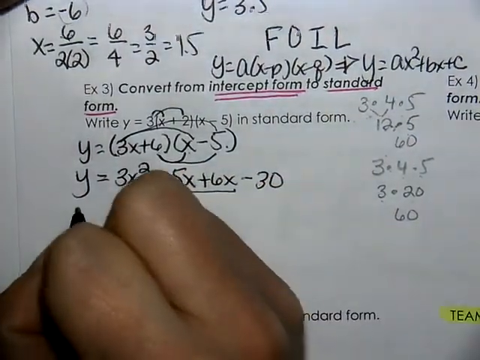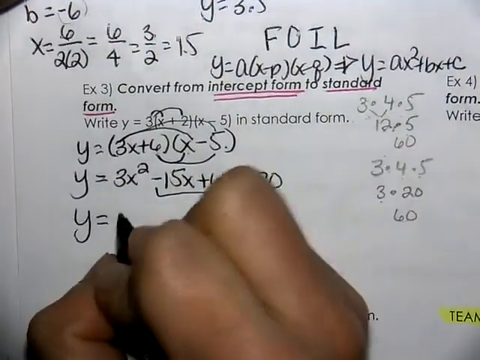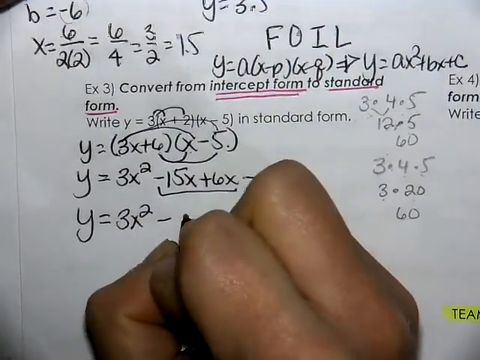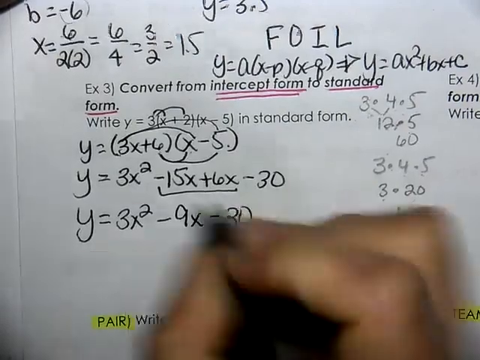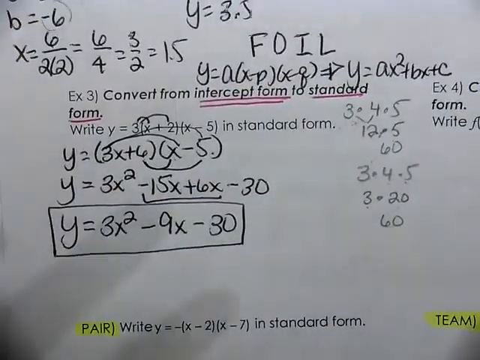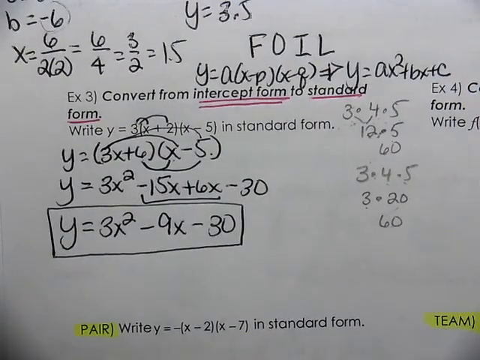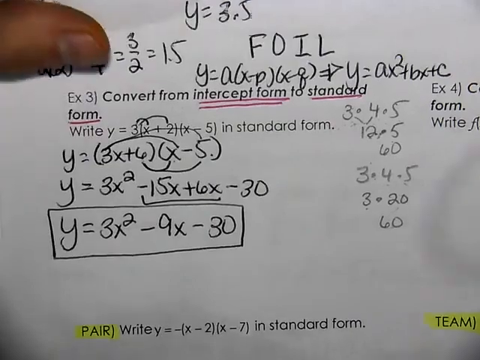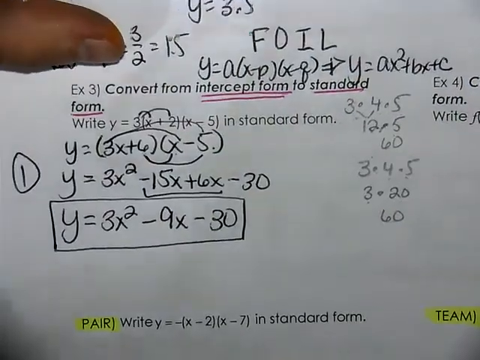Combining my like terms in the middle, my answer is going to be y equals 3x squared minus 9x minus 30. We stop here. This is standard form. You do not need to factor it anymore or bring out a 3 or anything like that. So that is one approach. And so I'm going to put a little number 1 here.